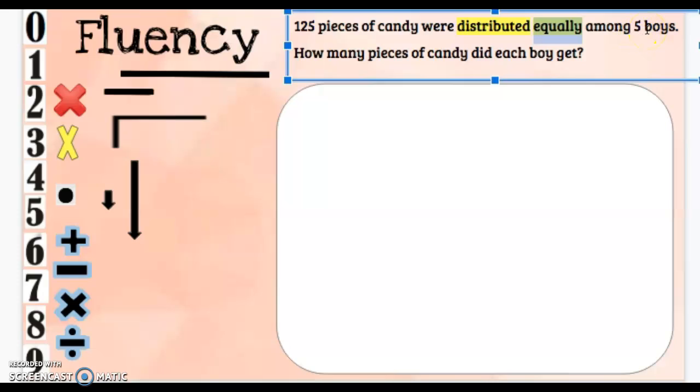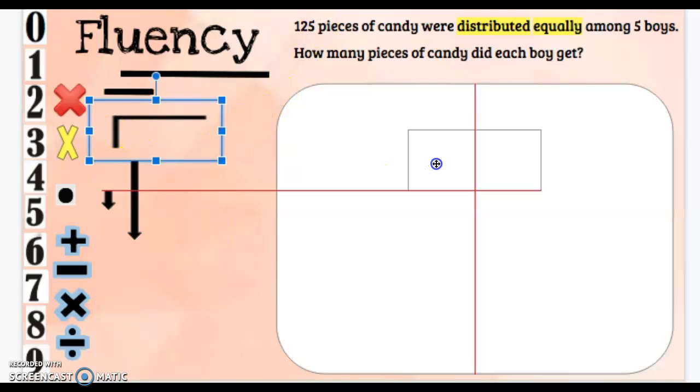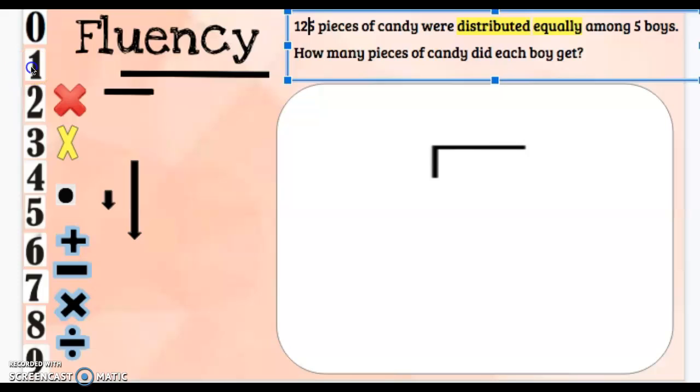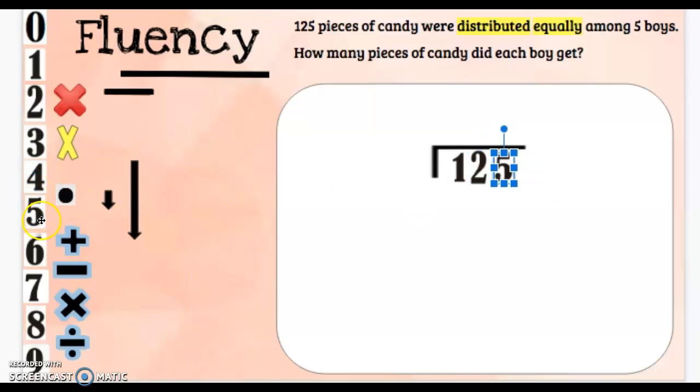So you're making groups. You have 5 groups and you have 125 pieces of candy that you have to divide up into each one of those groups. So distributing equally tells you that you're dividing. So we put our house. The number that we're taking and putting into groups is 125, so that goes inside the house because that's the number we have to distribute to the boys. So 125 goes on the inside and 5 goes on the outside.